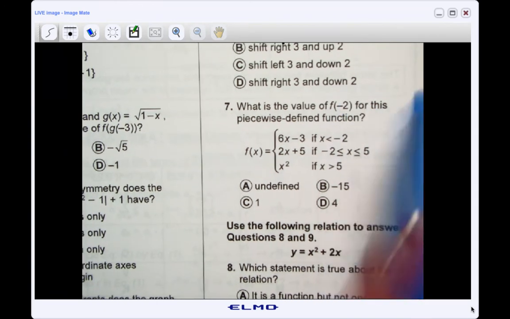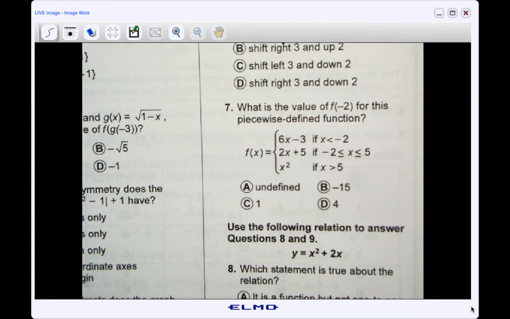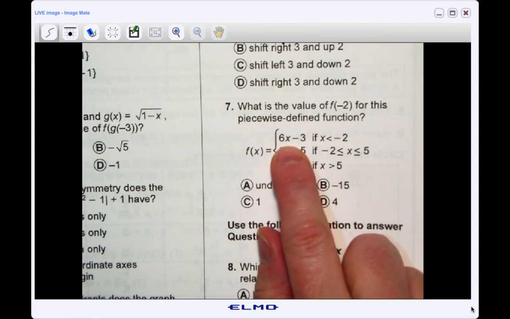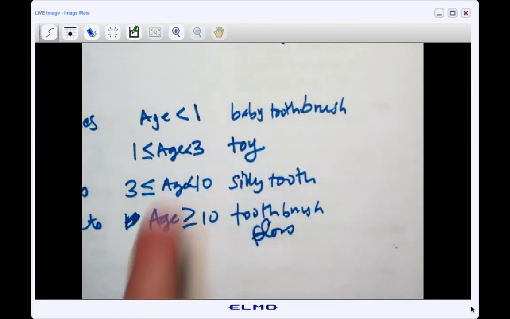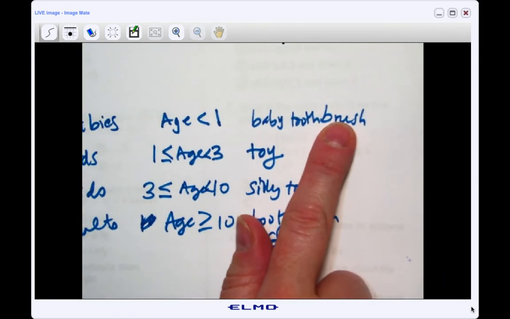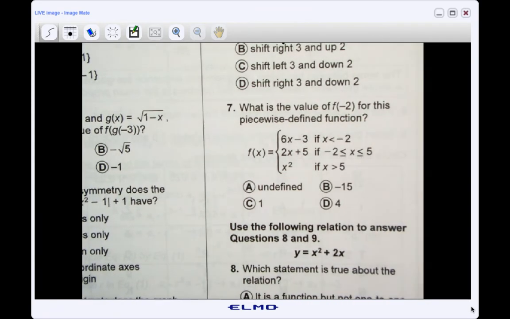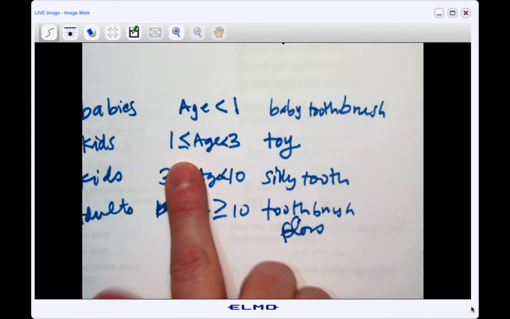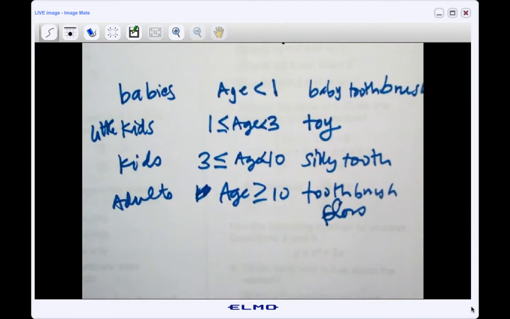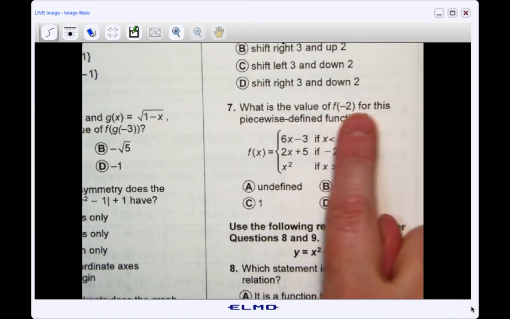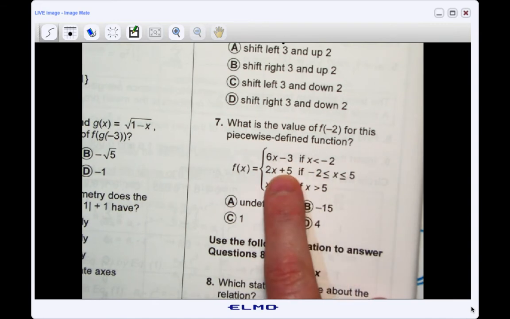So if you're looking for -2, what you want to do is figure out which category do I fall into. So this one says if I'm less than -2, I should do whatever this says. So that would be like, less than 1, I'm going to get the baby toothbrush. But I'm not less than -2, I am -2. Just like on this one, if I was actually 1 year old, right, this is less than 1. If I'm 1, I'm actually going to get a toy, okay? So from here, we can see if I'm actually -2, it means use this rule.